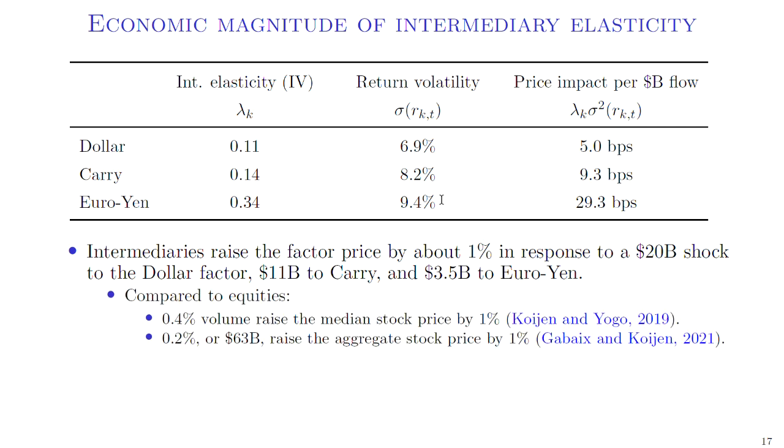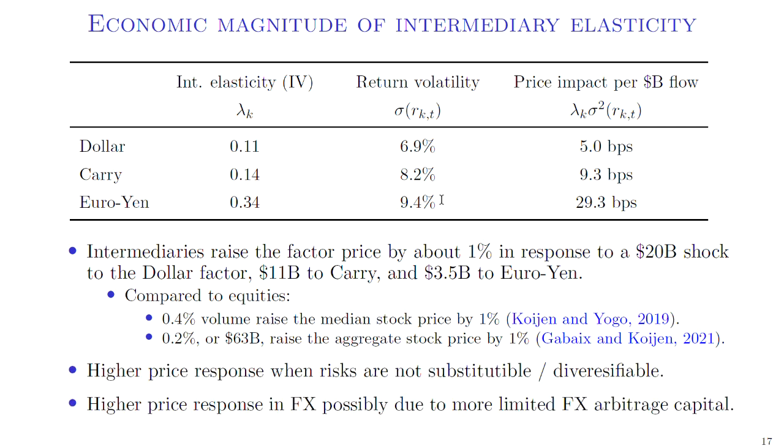And this is large compared to equities, by the way. Or rather, the market is even less elastic compared to equities. For example, in the Gabaix-Koijen paper, they find you need about 0.2%, or 63 billion, to raise the aggregate stock price by 1%. So the FX market, at least from our estimates, is even more inelastic than the stock market.